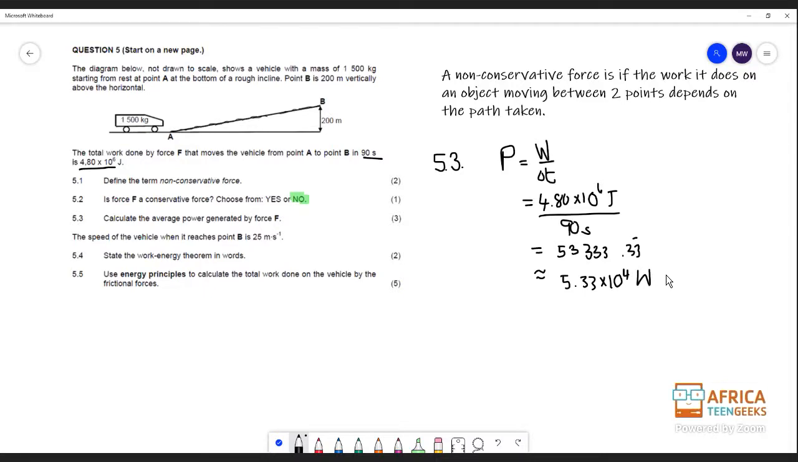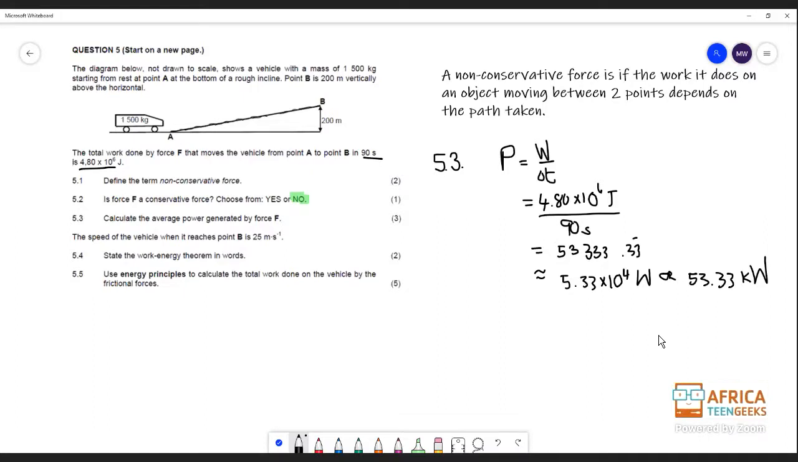Or you could have said it is 53.33 kilowatts. Your choice. Just remember your unit of power is watts, which is very important because if you don't use the right unit, they do have the ability to take away points. Okay, then the speed of the vehicle when it reaches point B is 25 meters per second.